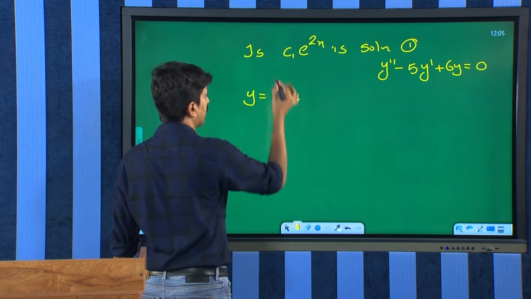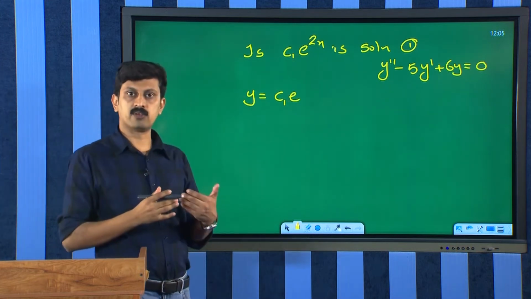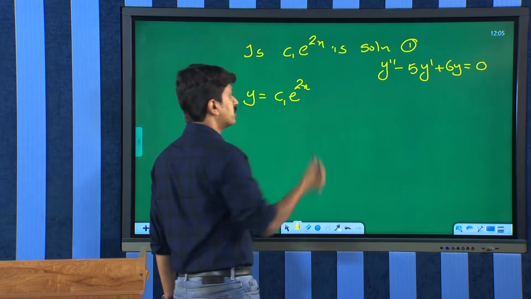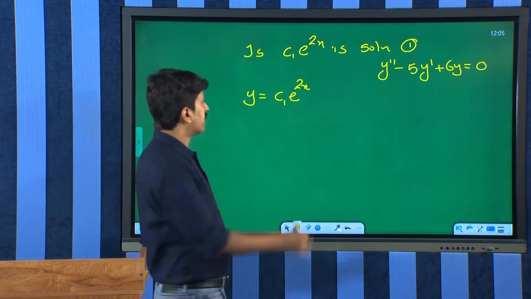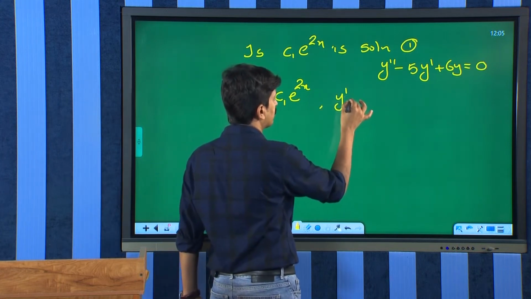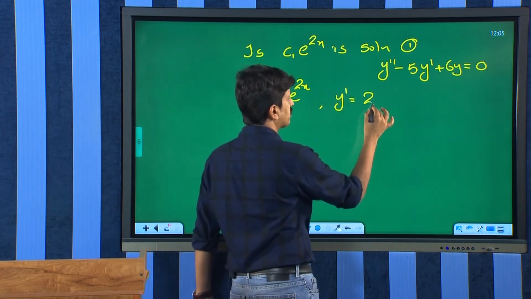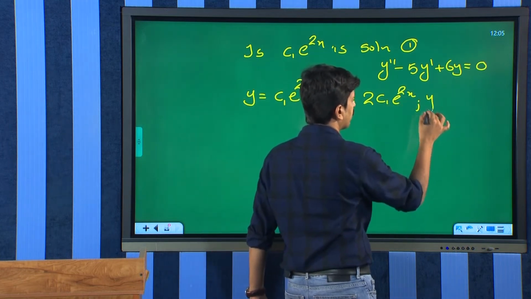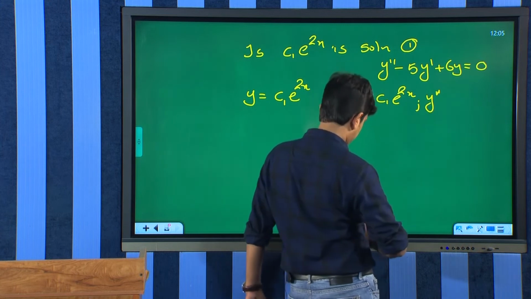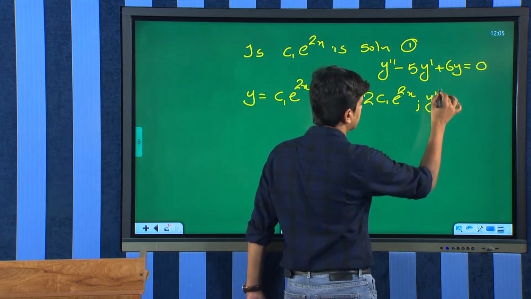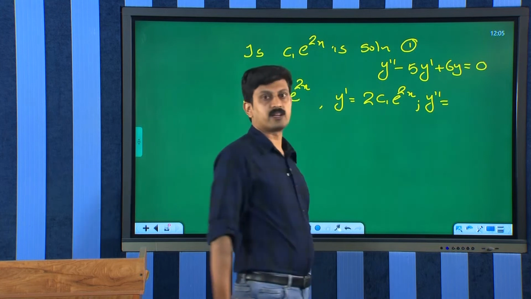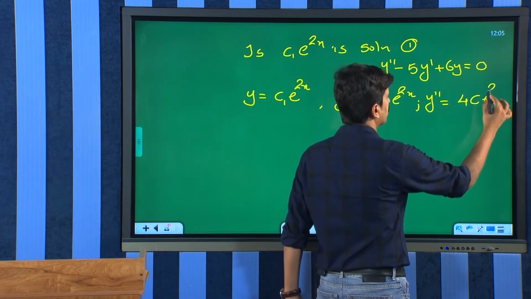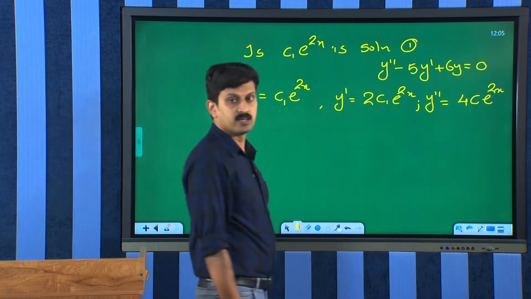Instead of c, I would like to change it to c1. We will use one more thing here, that is why I change it to c1. y is equal to c1 e^(2x). Again, y dash is equal to, we differentiate this one, therefore 2c1 e^(2x), and I would like to find y double dash, which is again differentiating, therefore 4c1 e^(2x). Put in 1.